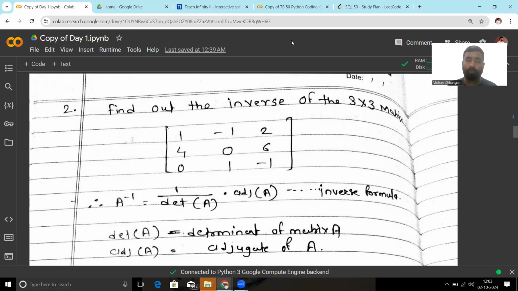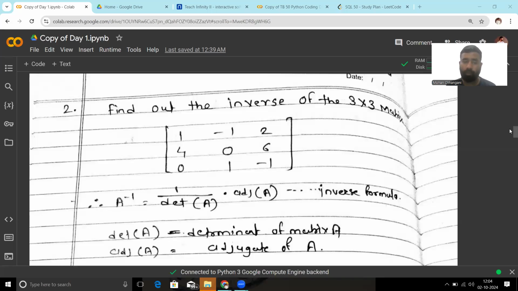This is the inverse formula, which I highlighted. First we find the determinant of the matrix A, then we find the adjugate of A, and then we put them into that formula. Let me start how to solve.